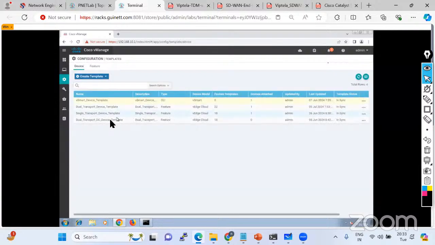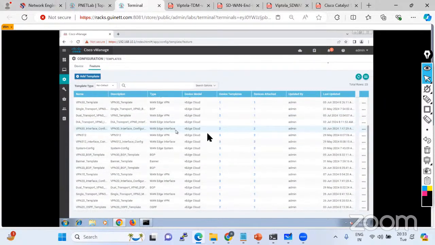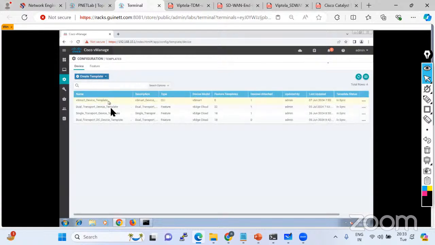How the templates are created: feature template, device template. You can see different types of feature templates. We have created almost 23 templates for the different features, and that's enough for you. Trust me, that's enough. Policy we have covered and templates we have covered, that's enough. If you put this much effort in the labs, you will be the champion of SD-WAN.